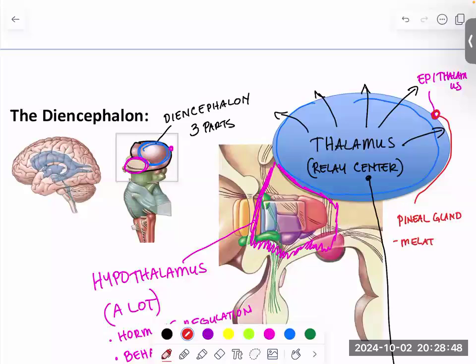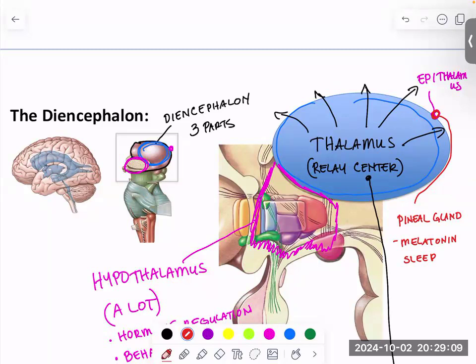And what does melatonin control? It controls your sleep cycle, your circadian rhythm. Your circadian rhythm is your day-night cycle. And your day and night dictate your sleep cycle.